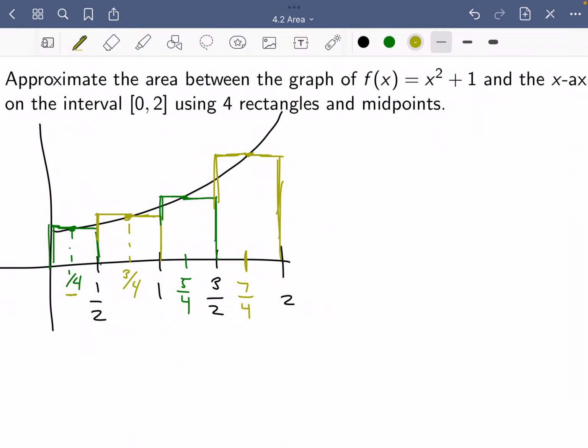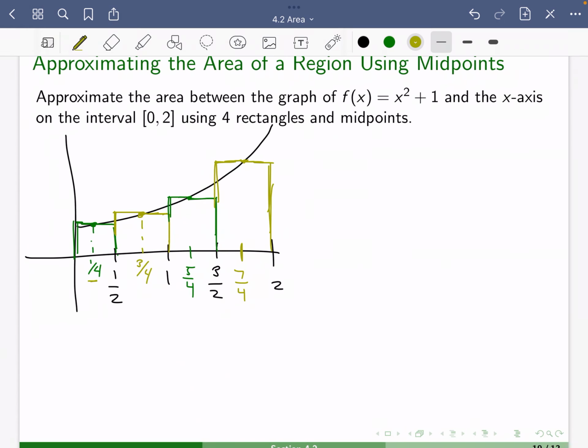Perfect. So if we want to add these areas together, our total area is going to be approximately the widths of each of these rectangles. They're still 1/2 in width. We can find that width by taking 2 minus 0 over 4. So that's the width of our rectangles.